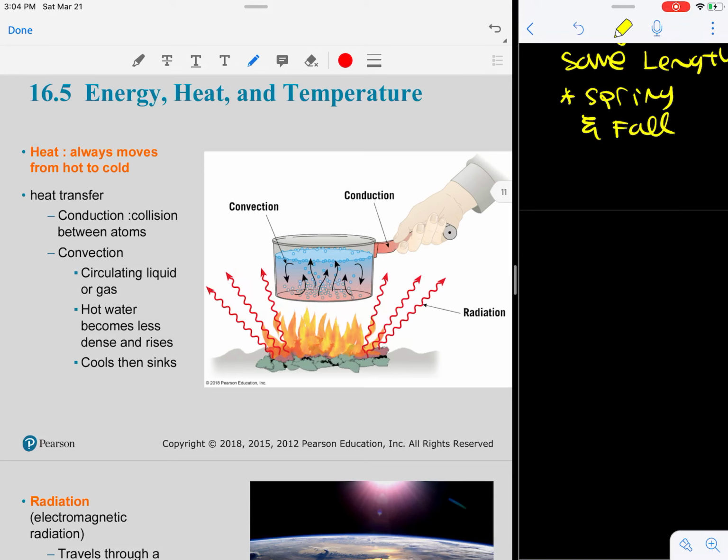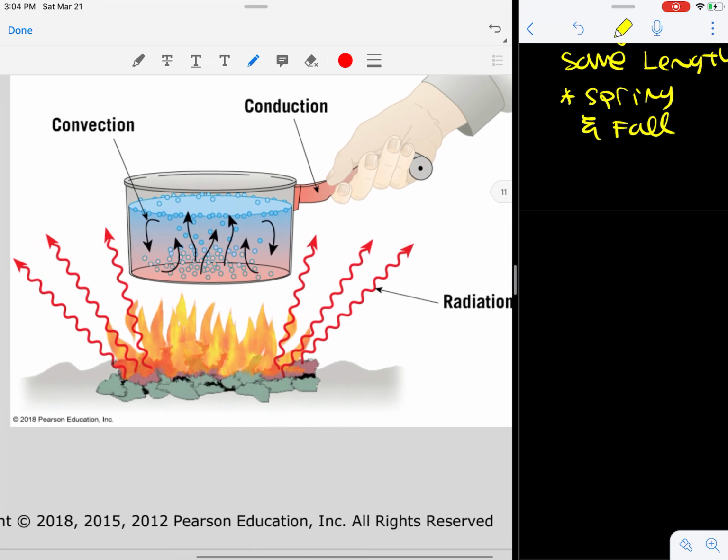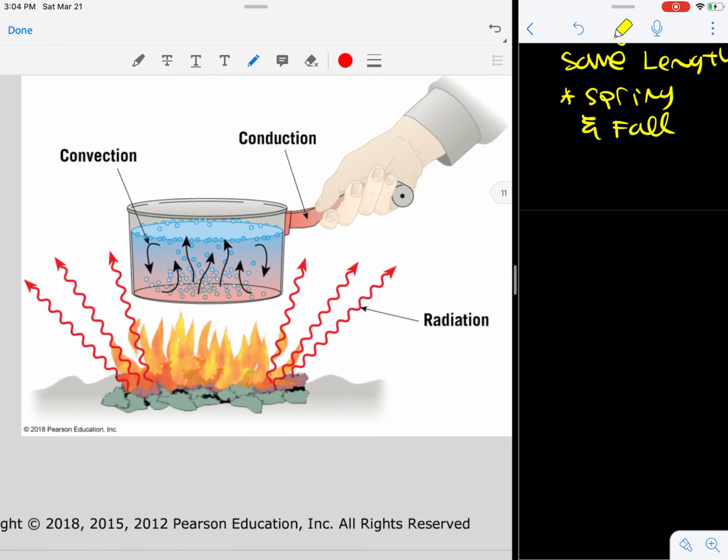Hi everybody, so now we're going to do the last part of the lecture for chapter 16. So this has to do with how heat moves. Let's look at this picture and you're going to see there are different parts to it, but there's one thing that's the same for all of them.